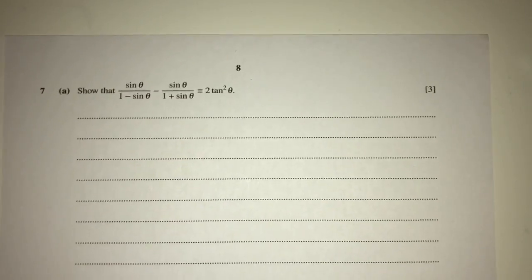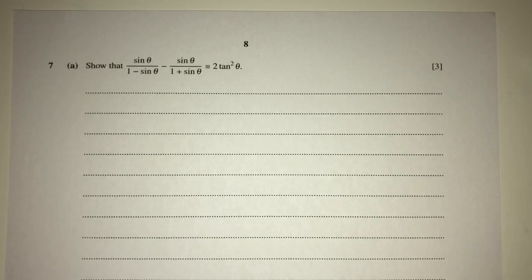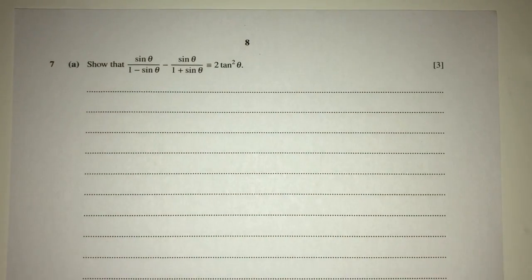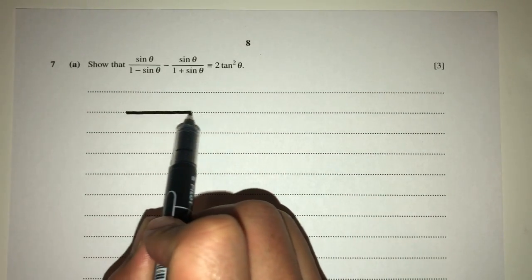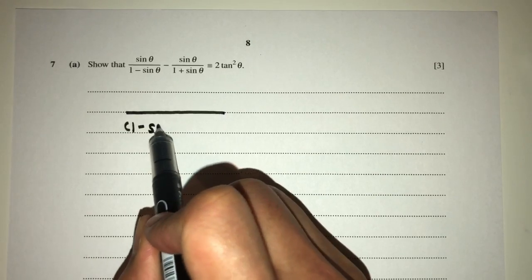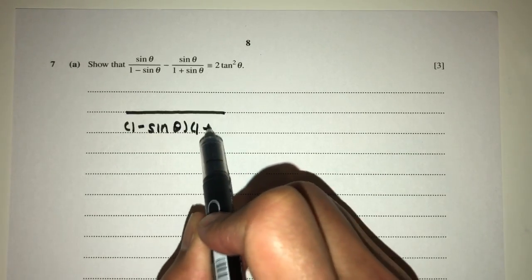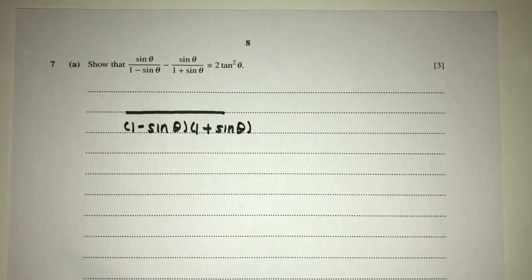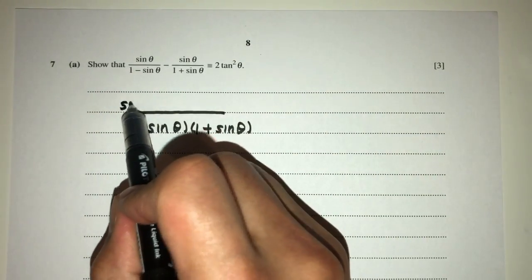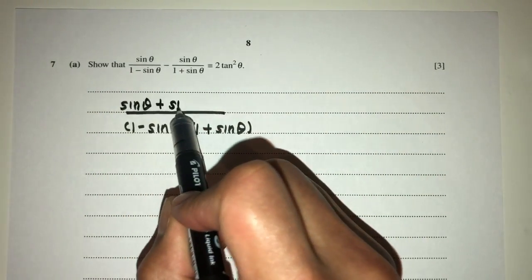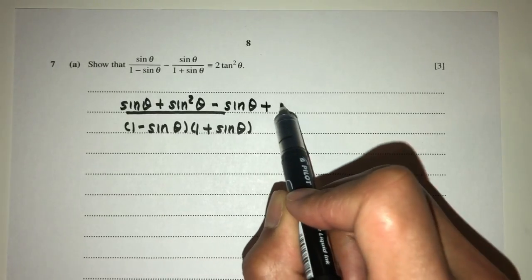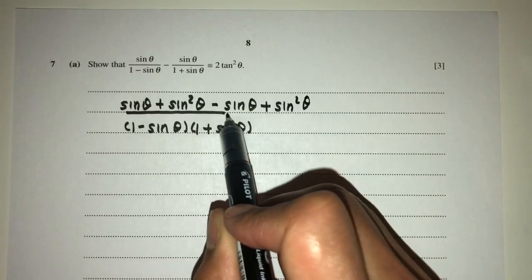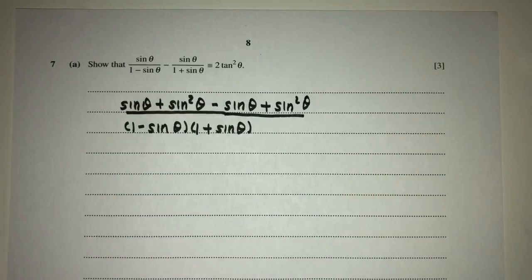Okay, let's move on to question number 7. So we have to show that this left hand side equal to the right hand side. One by one, because we have different base, we have to make it become the same, and we have to multiply them by each other. You will have (1 minus sine theta) times (1 plus sine theta). Then we can just cross multiply. You will have sine theta plus sine square theta minus sine theta plus sine square theta, right? Cross multiply, you will have this.